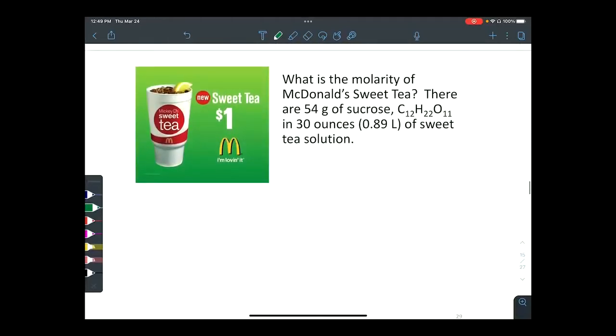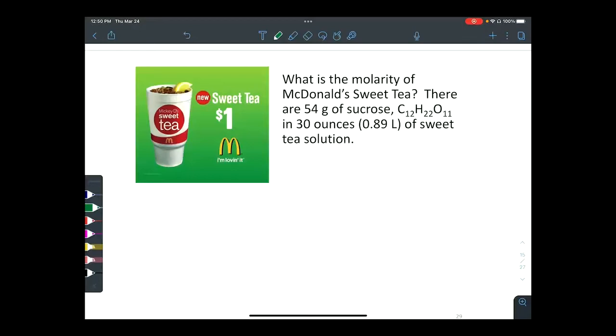So let's calculate the molarity of sucrose, or sugar, in McDonald's sweetened iced tea. I gave you some information here. I tell you that there are 54 grams of sucrose, and there's the chemical formula of sucrose, in 30 ounces of sweet tea, which is the volume. We want to calculate the molarity. My strategy here is that the question is asking for the molarity of sucrose.